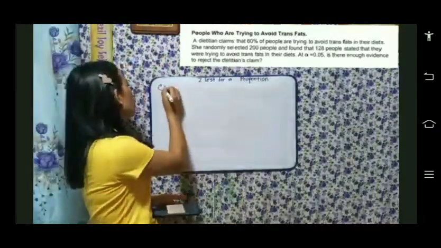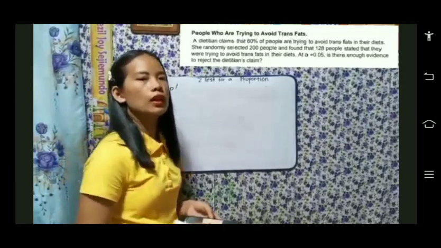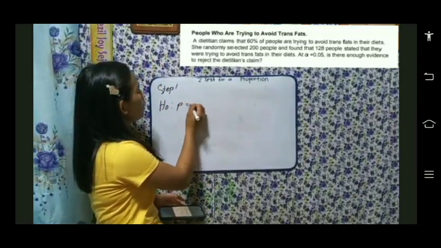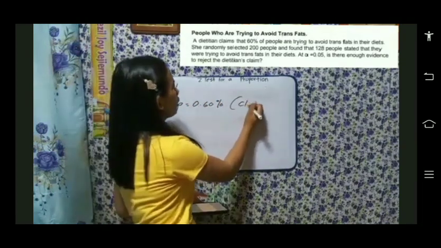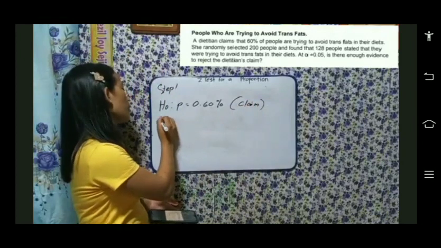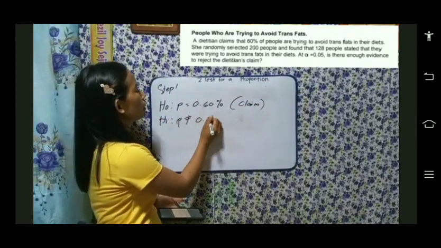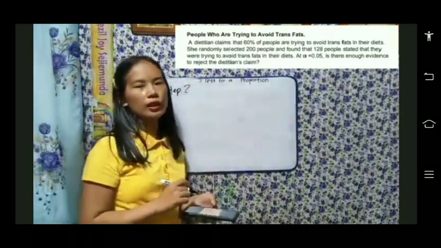Step 1, state the hypotheses and identify the claim. The null hypothesis is p equals 0.60, and this is the claim. And the alternative hypothesis is p not equal to 0.60. Step 2 is find the critical value.